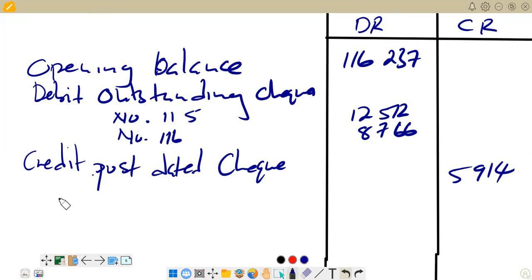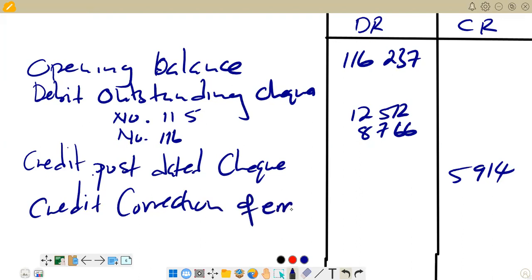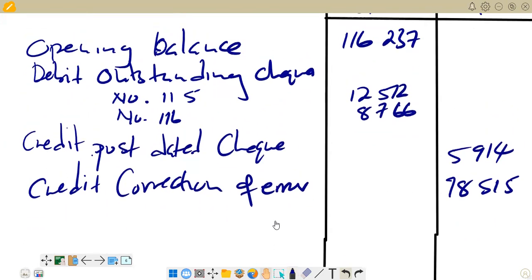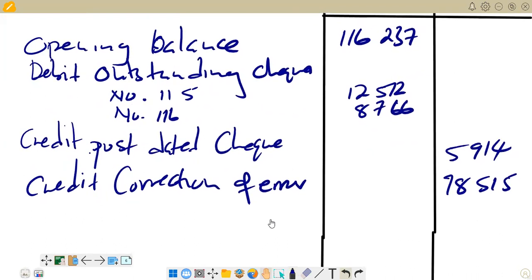So we are saying credit correction of error. This correction of error is 78,515. So this is what we have. Then we can also create some space there. What are we going to do there? We are now going to balance it.